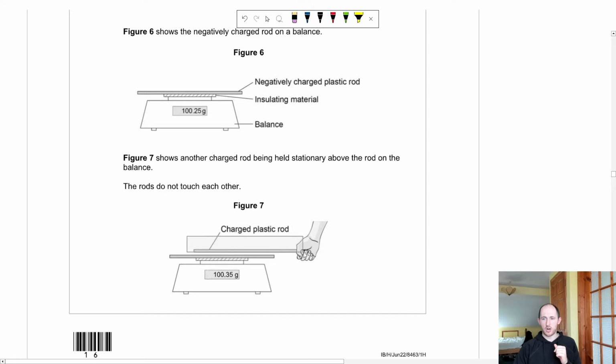Therefore, this charged plastic rod must also be negatively charged. Why? Because like charges repel. If I put 2 negative charges next to each other, they're both going to push away from one another. There's an additional downwards force, therefore the mass has increased. Or it looks like the mass has increased.